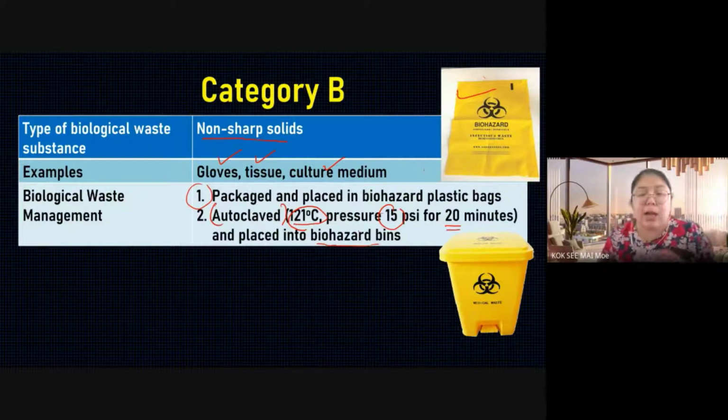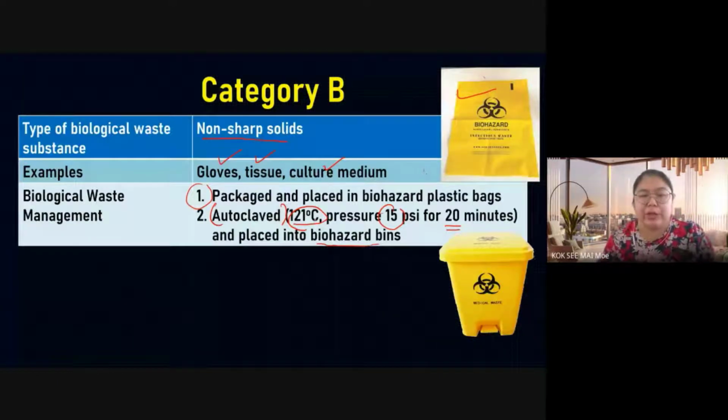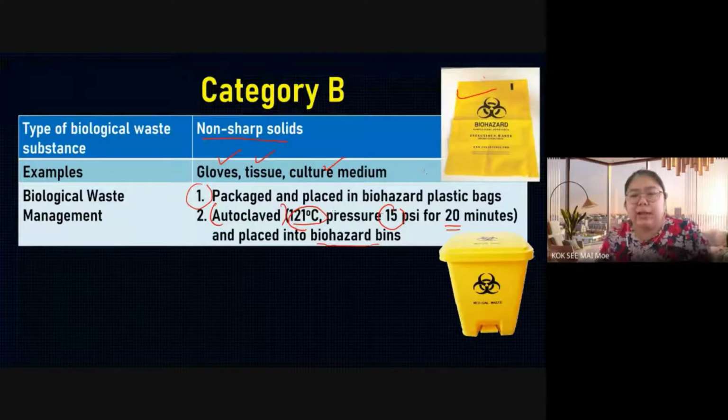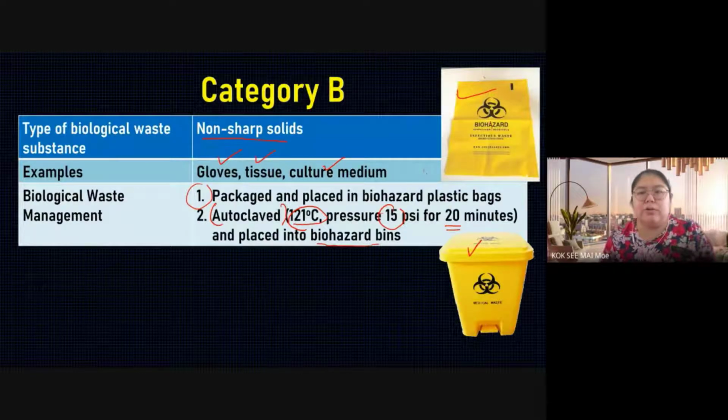Okay, it depends. But the COVID kit is not so dangerous, so we can straightforwardly put it inside the bag. Some are very dangerous, then we need to heat them. Let all the microorganisms be killed first. And after that, you put it in the biohazard bins. Bins also can, plastic bag also can. So this one is category B.